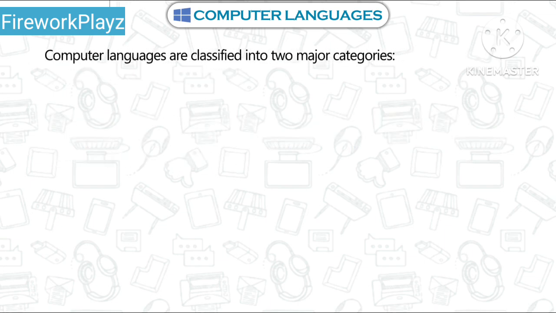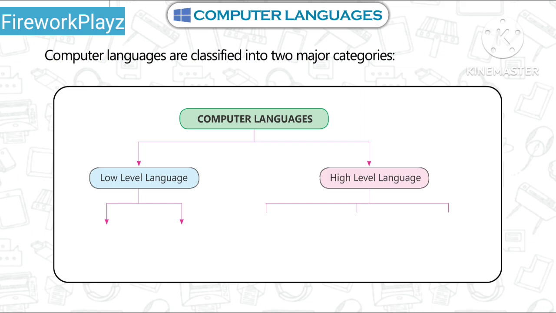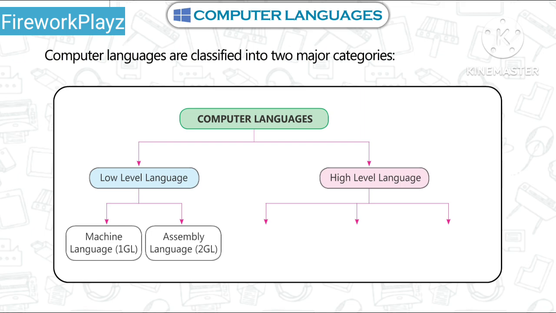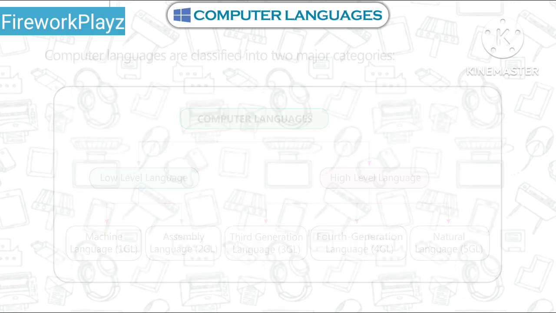Computer languages are classified into two major categories. Computer languages: low-level language, high-level language. Low-level language: machine language, 1GL, assembly language, 2GL. High-level language: third generation language, 3GL, fourth generation language, 4GL, natural language, 5GL.